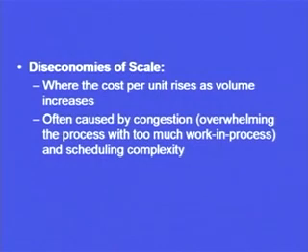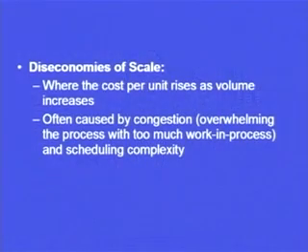Now we come on to the second range. The first range was economies of scale, where the average cost of product per unit was decreasing till the best operating level, and after the best operating level another stage starts, that is the diseconomies of scale. Diseconomies of scale is where the cost per unit rises as volume increases. In the previous case, cost per unit was decreasing as the volume was increasing. Here the cost per unit is increasing as the volume is increasing.